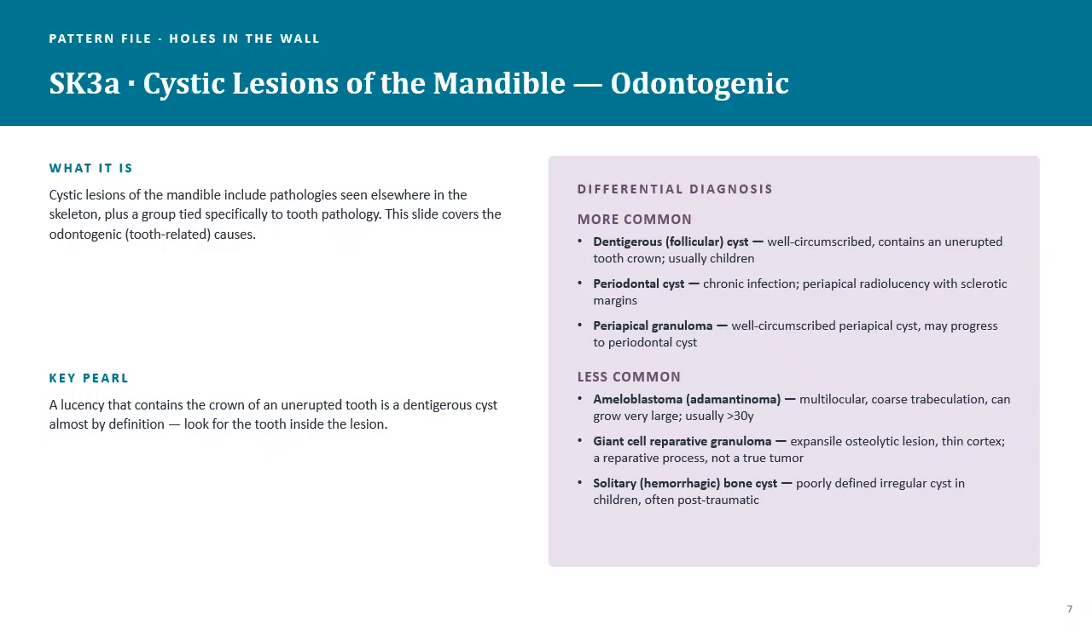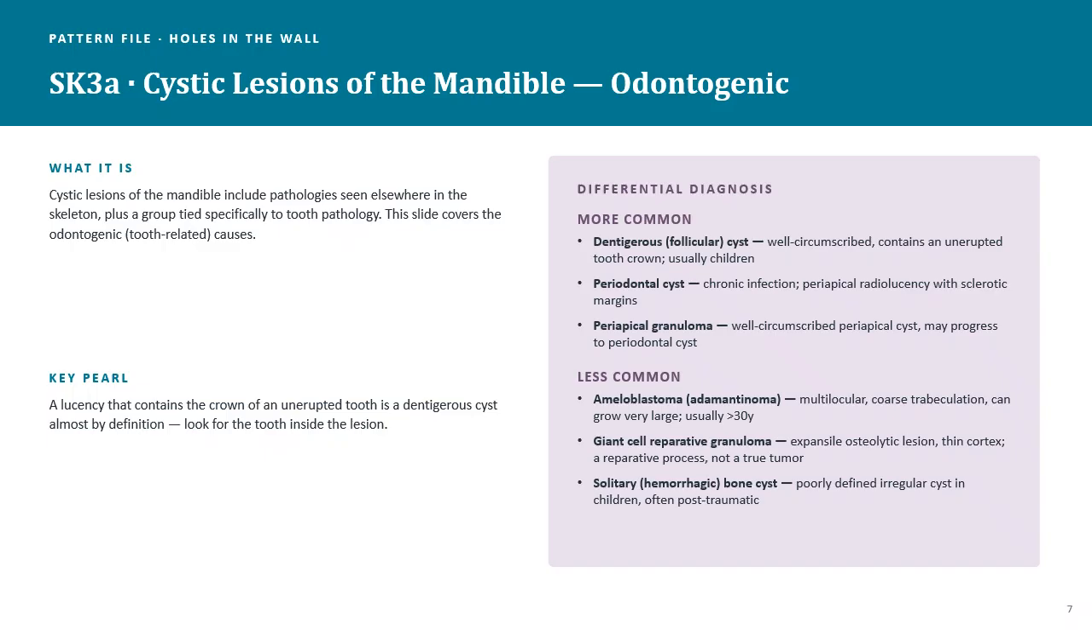With our follicular cysts, they typically form around the crown of the patient's tooth, a tooth that hasn't erupted yet. The periodontal cyst and also the periapical granulomas are usually associated with some sort of infection that the patient is having, and are typically near the root of their tooth. Some of the less common lesions are the ameloblastomas, which typically can grow very large. And then we also have giant cell granulomas, which can actually expand and thin out the patient's jawbone.